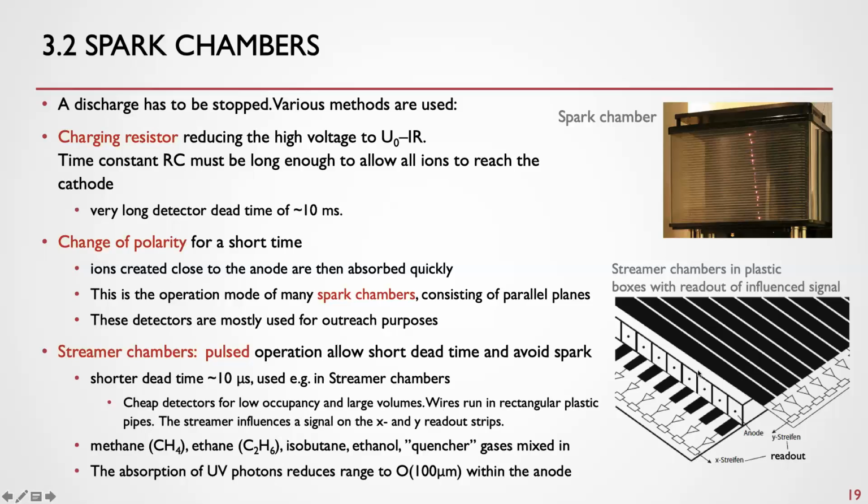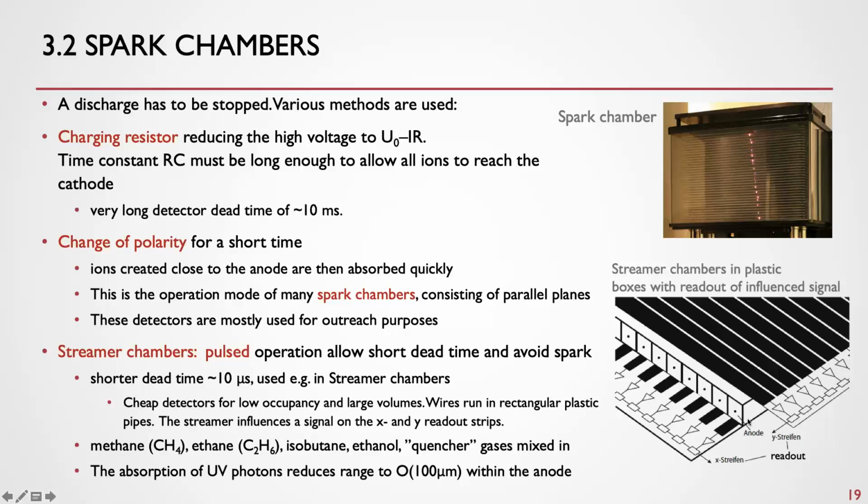So you have a streamer that's like a spark discharge quenched by methane or ethane, appearing briefly because of the pulsed operation, and then you have an influenced electrical signal in the electrically otherwise disconnected Y and X stripes. You can imagine that that type of detector is not expensive to build.